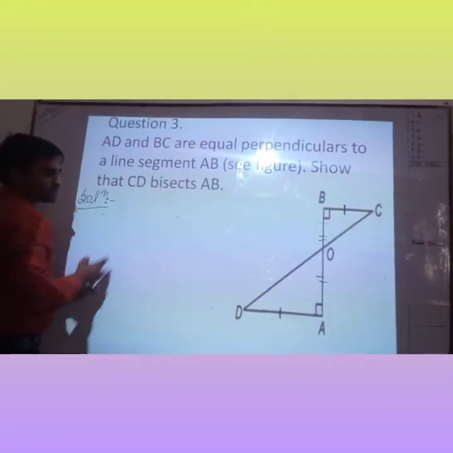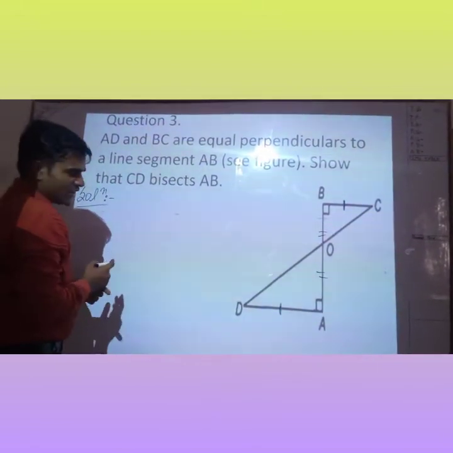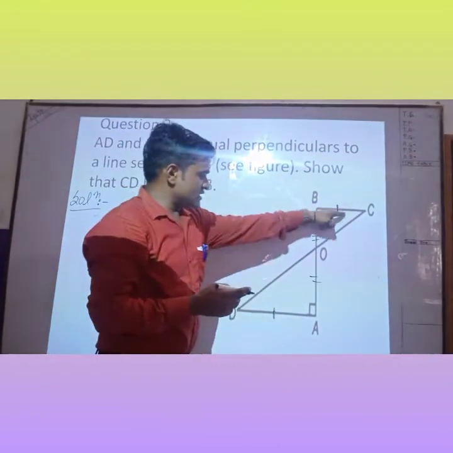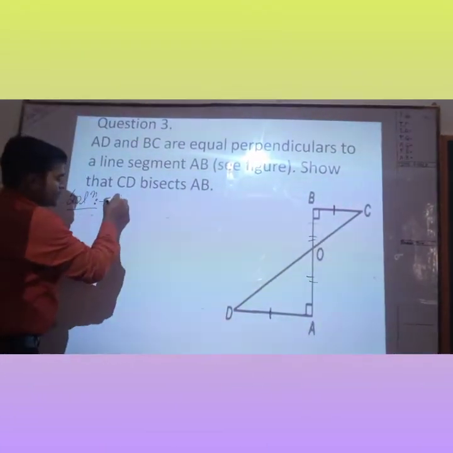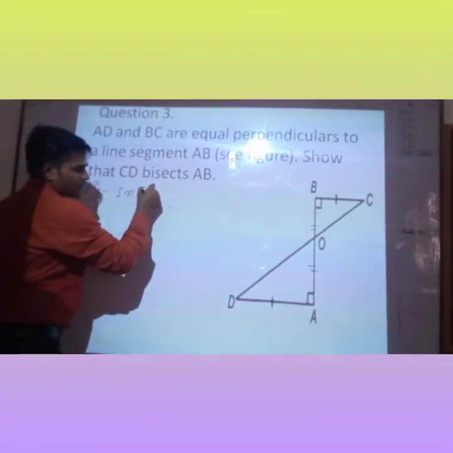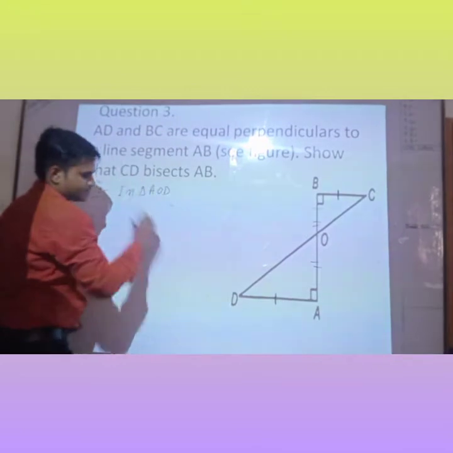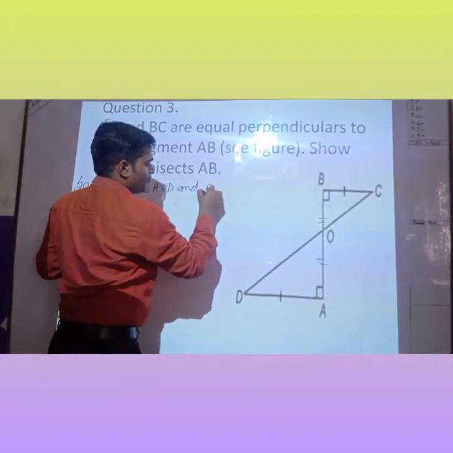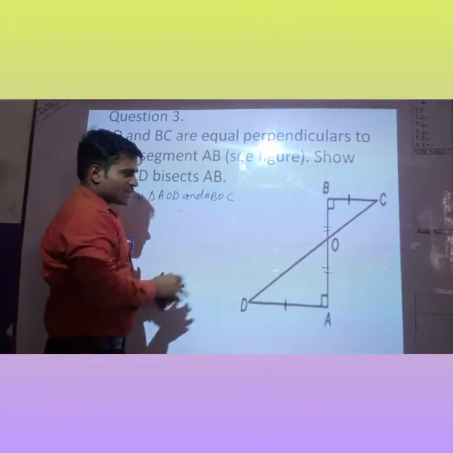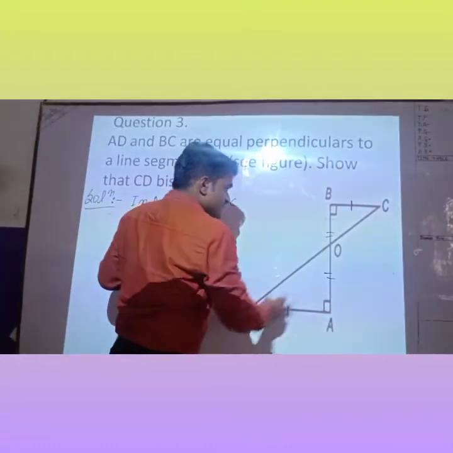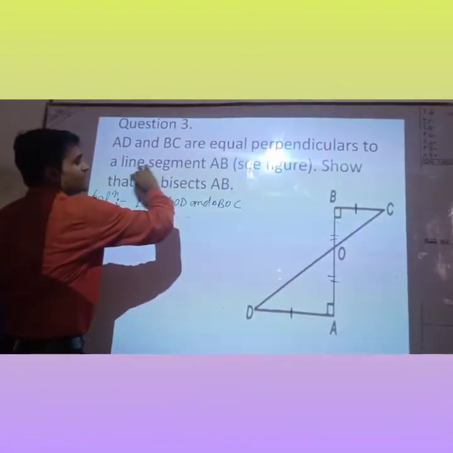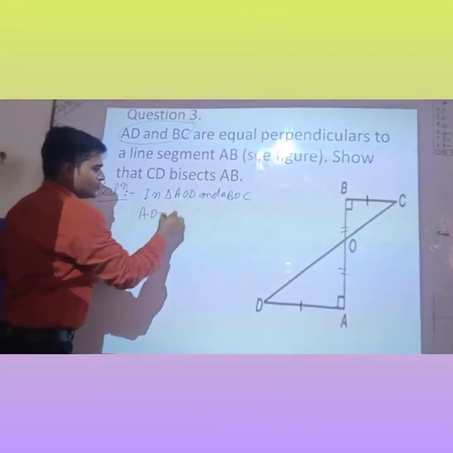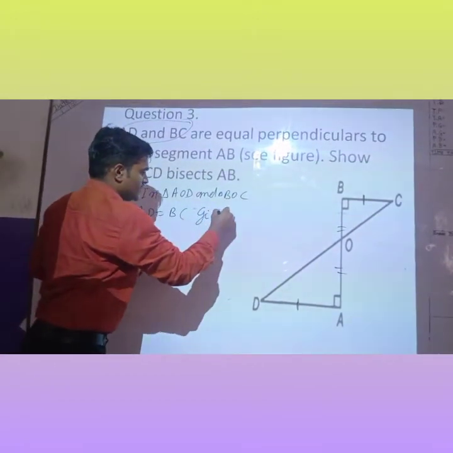Okay, so children, here there are two triangles, triangle ADO and the next triangle BCO. In triangle AOD and triangle BOC, in both triangles, AD is equal to BC. That is given here. See there, it is given. So AD is equal to BC. You have to write that one, given.